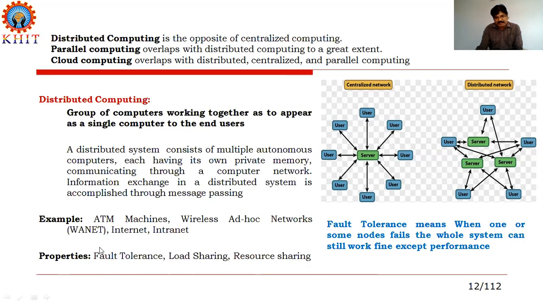What is meant by fault tolerance? Fault tolerance means that when two or more nodes are internally connected together, if any one of the nodes or computers fails, the whole system does not suffer, and the network can be diverted to another computer. The whole system can still work fine, so we don't need to bother about that. So to overcome the problem, instead of using a centralized network, we simply move to a distributed network.